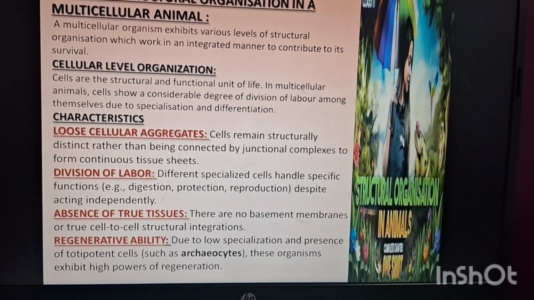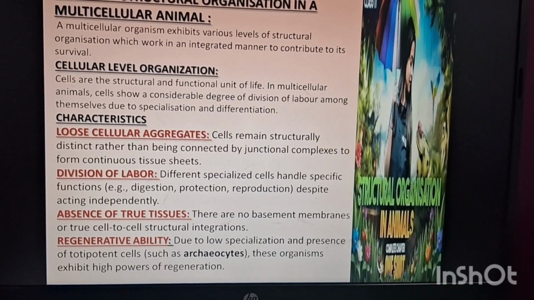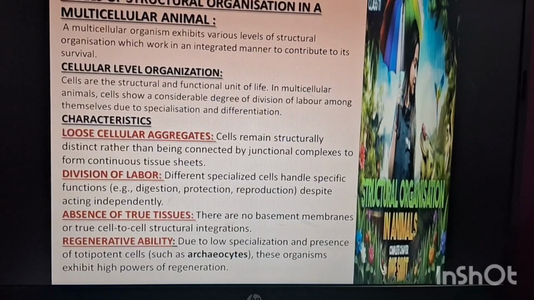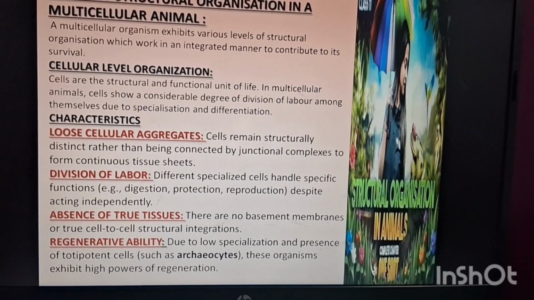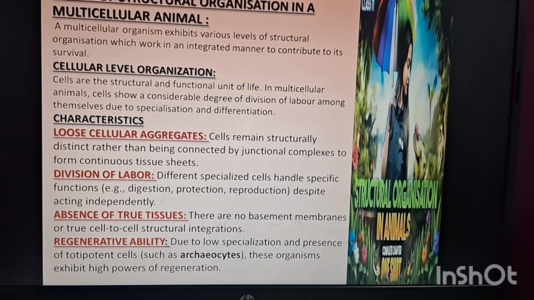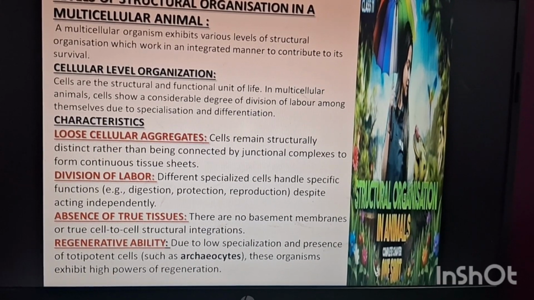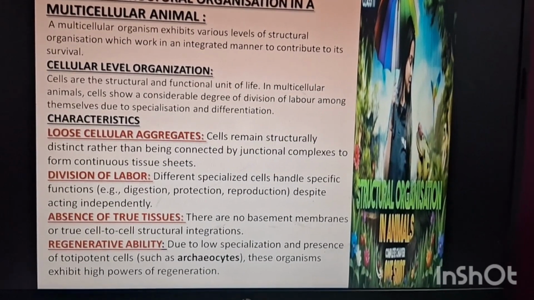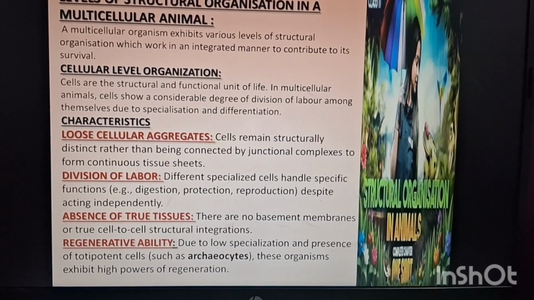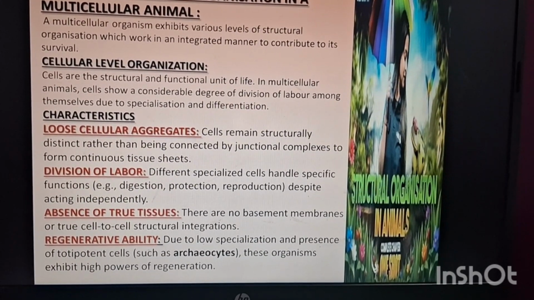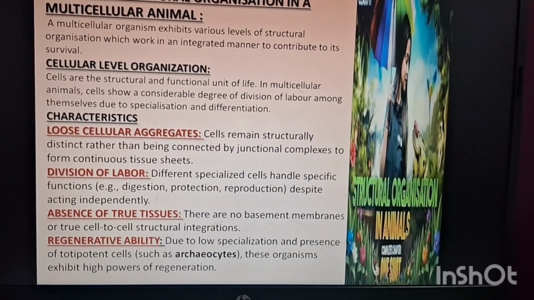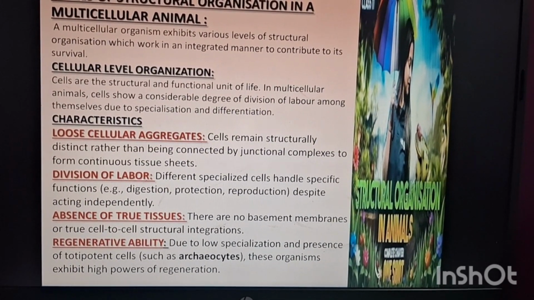Characteristics of the cellular level organization are loose cellular aggregates. Cells remain structurally distinct rather than being connected by junctional complexes to form continuous tissue sheets. Division of labor: different specialized cells handle specific functions, for example digestion, protection, reproduction, despite acting independently. Next, absence of true tissue. There are no basement membranes or true cell-to-cell structural integration. Next, regenerative ability. Due to low specialization and presence of totipotent cells, these organisms exhibit high powers of regeneration.